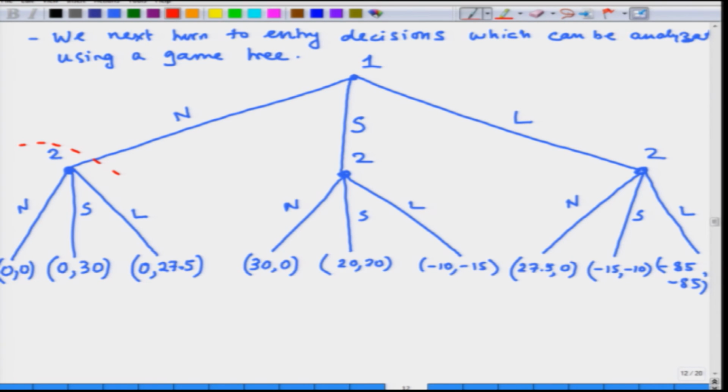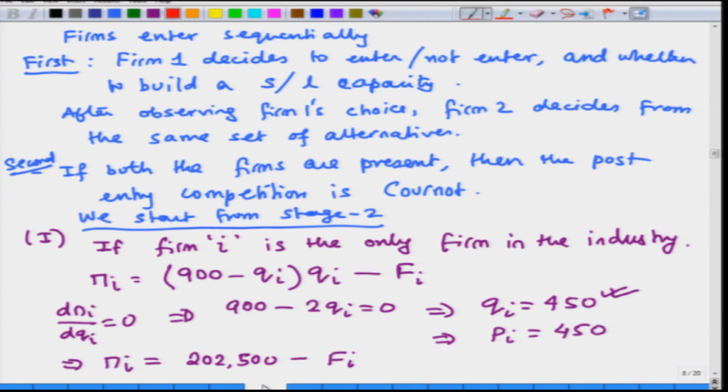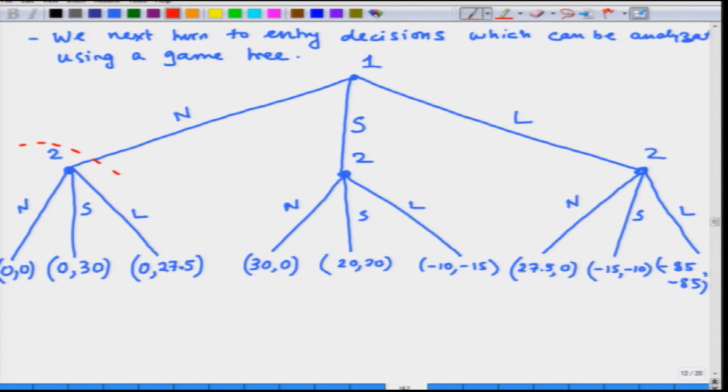Sorry, if firm 1 decides not to enter, let us just check once more. If firm 2 was the only firm in the market, then with a small capacity it would have gotten 30, whereas with a large capacity it would have gotten 27.5. So firm 2's optimal choice is to go with a small capacity, which gives it a profit of 30 as opposed to 27.5.